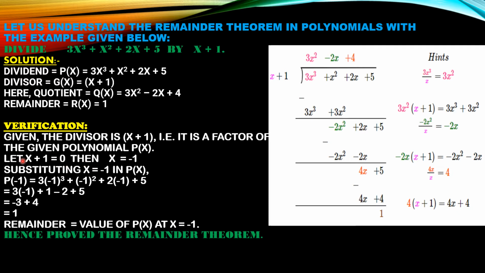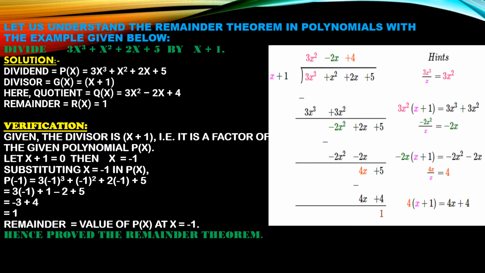x plus 1 is the divisor, so we will put x equal to minus 1. And p(a), you remember, p(a) means p(minus 1), where we have to substitute the value of x with minus 1 here. p(minus 1) will be 3 into minus 1 whole cube, minus 1 square, plus 2 into minus 1, plus 5. It will be minus 3 minus 1 plus 1 minus 2 plus 5. So minus 3 minus 1 plus 4 will be plus 4. So 4 minus 3 will be 1. So we have verified that in both ways the remainder comes out to be the same.